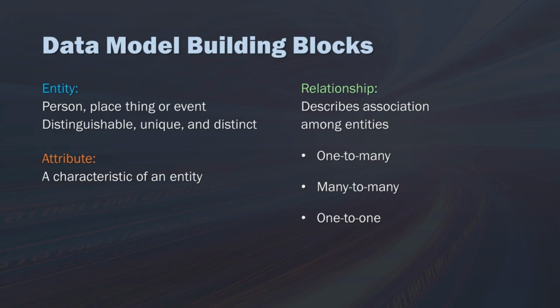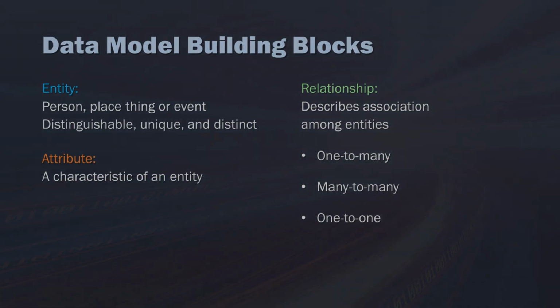As an entity, it would be myself, and then an attribute about me would be that I am female. Then the third building block of the model is the relationship. This describes the association among different entities. There are a few types of relationships in a database, and the ones I want to cover are the three shown here: one-to-many, many-to-many, and one-to-one.